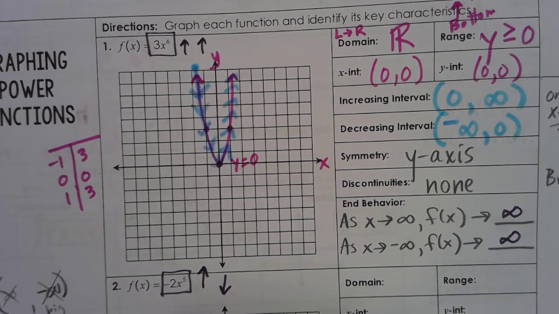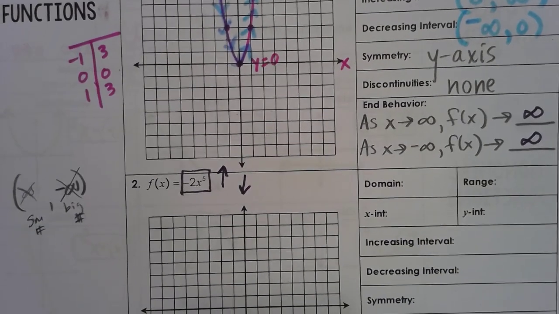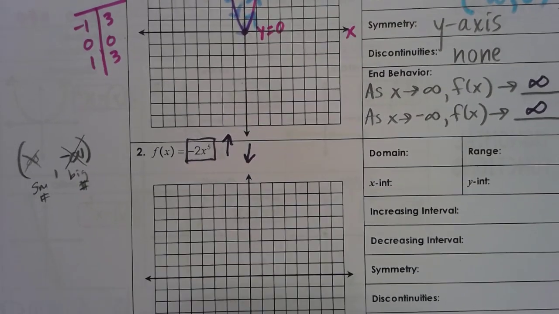Okay, so again, like 95% of this is stuff we've already done before. Yeah. Nick's already done. Okay. All right, so number 2.